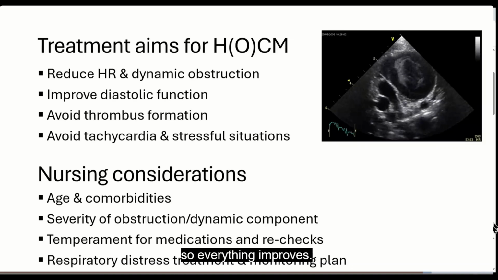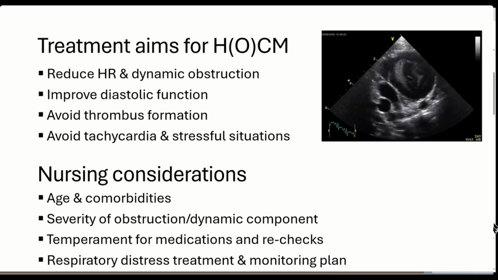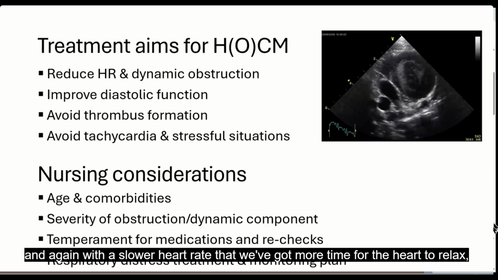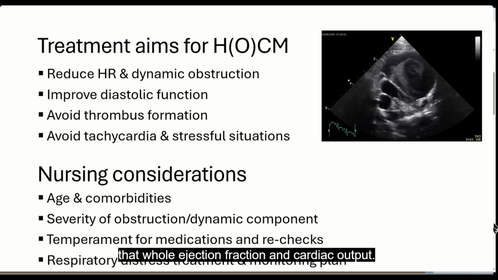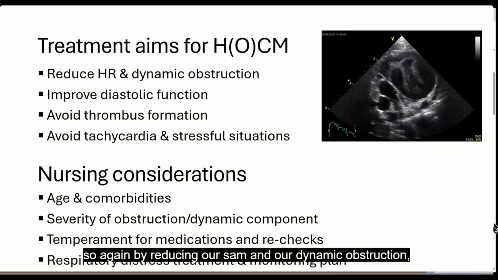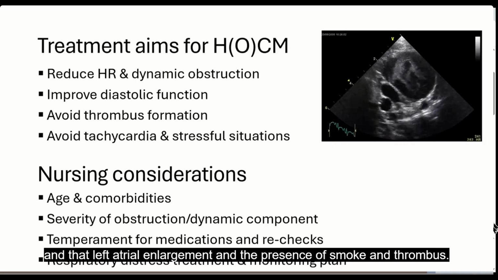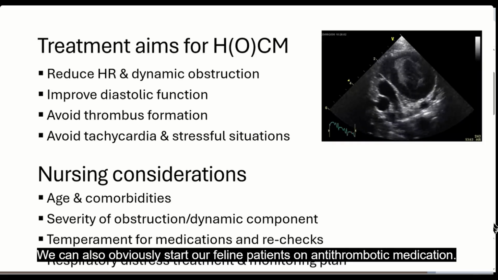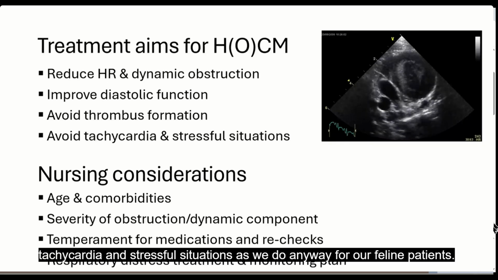We also want to try and improve that diastolic function, that relaxation of the heart muscle, and again with a slower heart rate, we've got more time for the heart to relax and to fill with blood and to improve that whole ejection fraction and cardiac output. We want to avoid that thrombus formation. So again, by reducing our SAM and our dynamic obstruction, we're going to prevent the backflow of blood through the mitral valve and that left atrial enlargement and the presence of smoke and thrombus. We can also obviously start our feline patients on antithrombotic medication. And we want to avoid tachycardia in stressful situations, as we do anyway for our feline patients. That's not a new thing, is it?